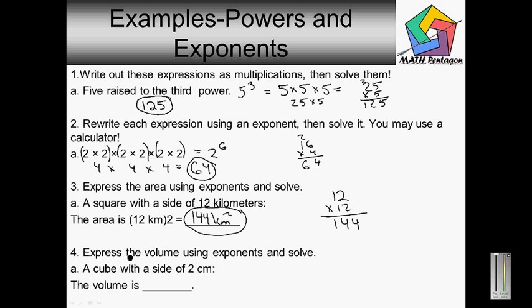Let's go to our next example. Express the volume using exponents and solve. A cube with a side of 2 centimeters. A cube basically means the 2 is raised to the 3rd power. So we basically do 2 times 2 times 2. So 2 times 2 is 4, times 2 is 8. So the volume is 8 cubic centimeters. So that's the final answer for that question right there.